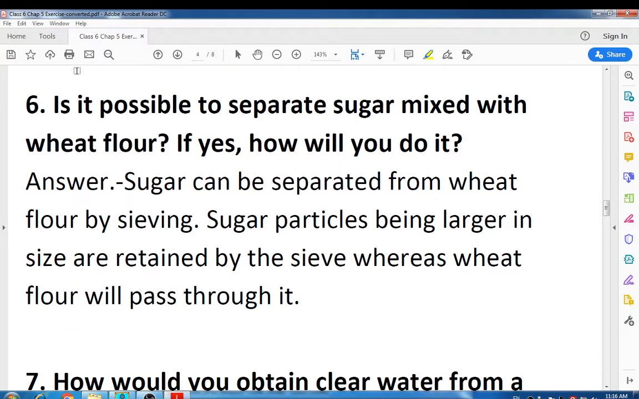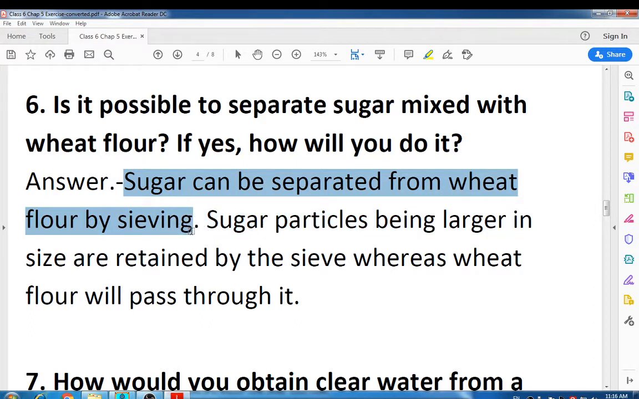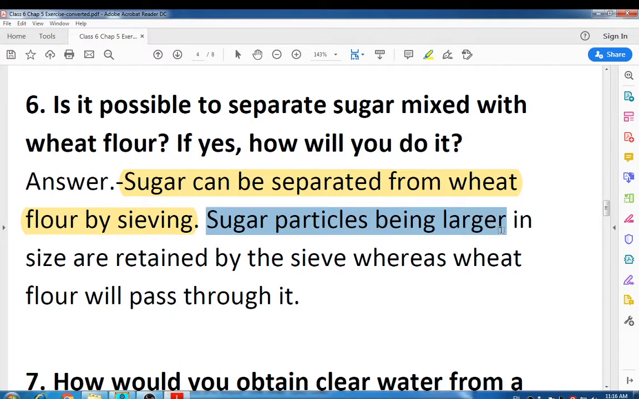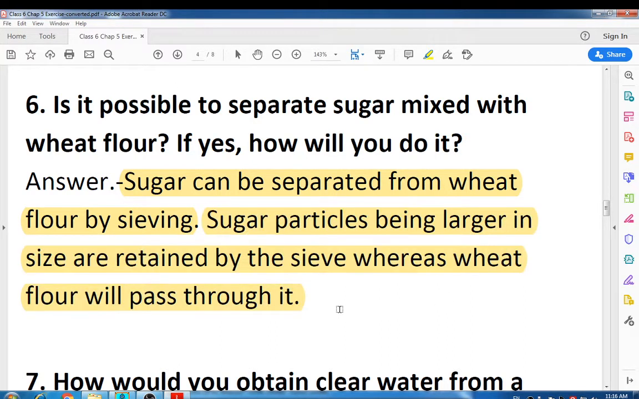Then question number 6, is it possible to separate sugar mixed with wheat flour? If yes, how will you do it? Yes, we can separate out the sugar from wheat. So here check the size of particles. Size of sugar particles and size of wheat particles, means wheat flour particles. So sugar can be separated from the wheat flour by the sieving process, correct? Sugar particles being larger in size are retained by the sieve, whereas wheat flour will pass through it. So here is the separation of sugar and wheat flour.